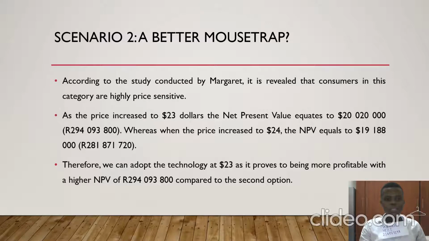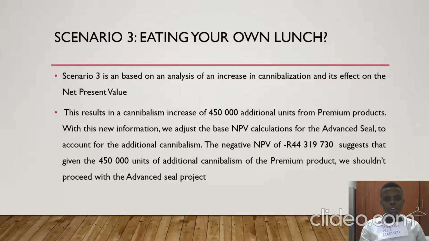As a result, the first option had a net present value of 20.02 million, and the second option had a net present value of $19.18 million. Therefore, we can adopt the technology at $23 as it proves to be more profitable with a higher net present value of 294.09 compared to the second option.